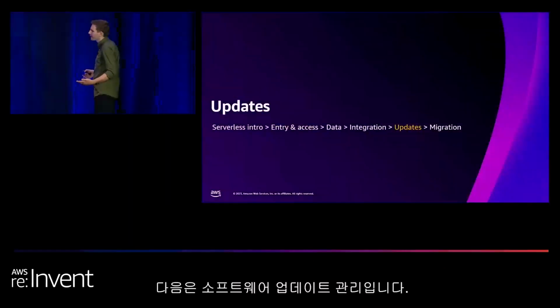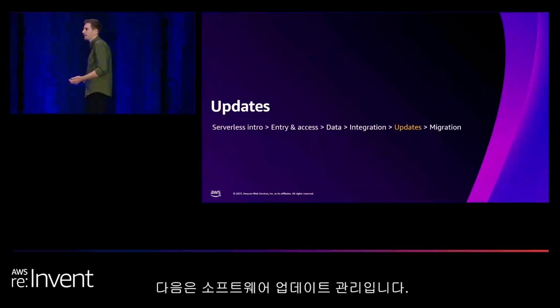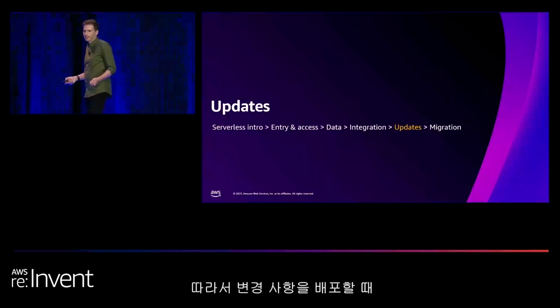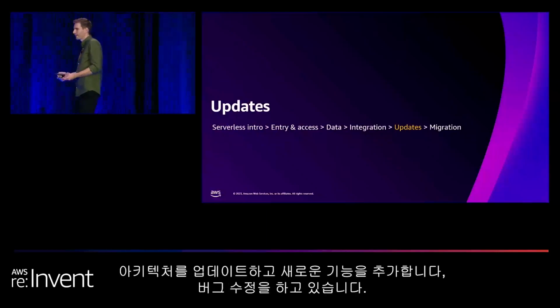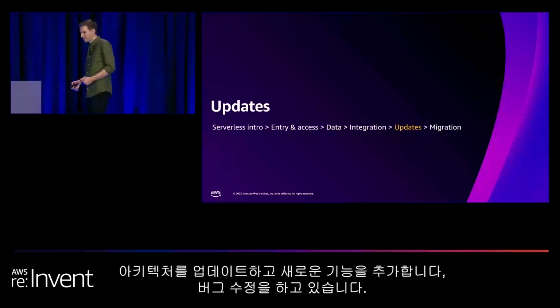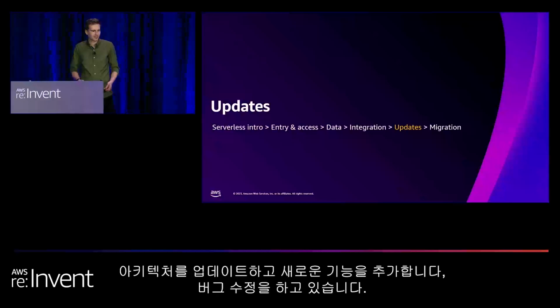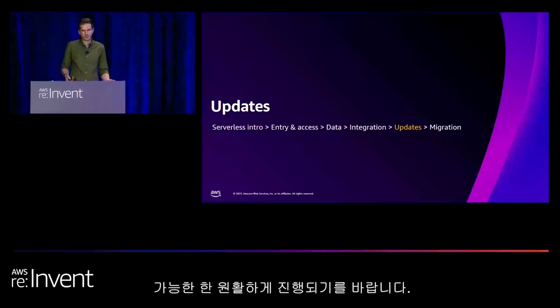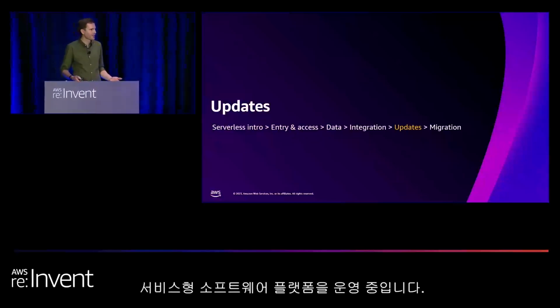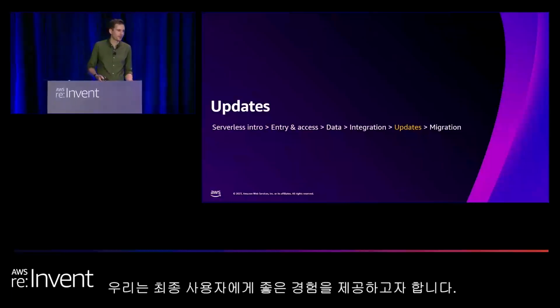So next up is managing software updates. When we think about rolling out changes to our architecture and doing updates, adding new features, putting in bug fixes, we want things to be as smooth as possible. We're operating a software as a service platform. We want the experience to be good for the end users.